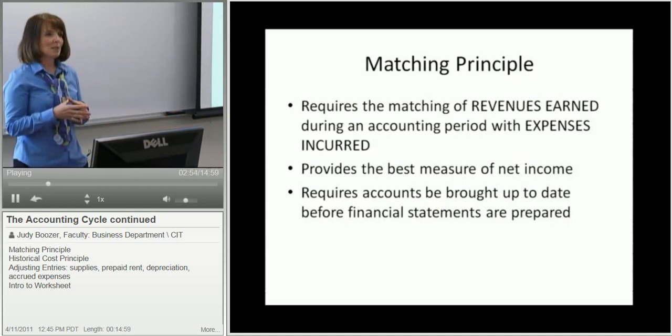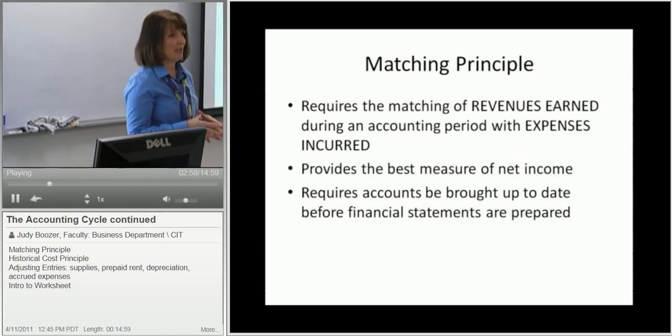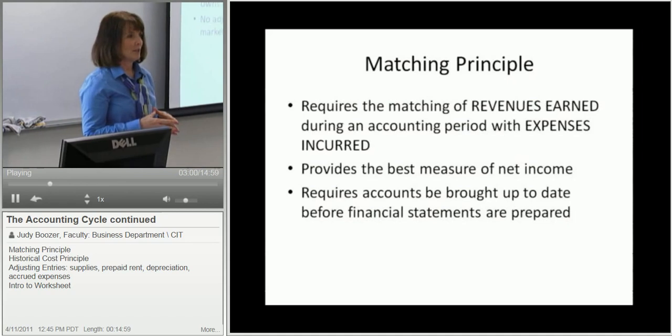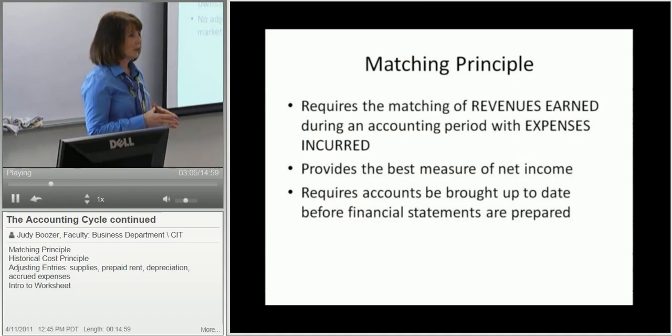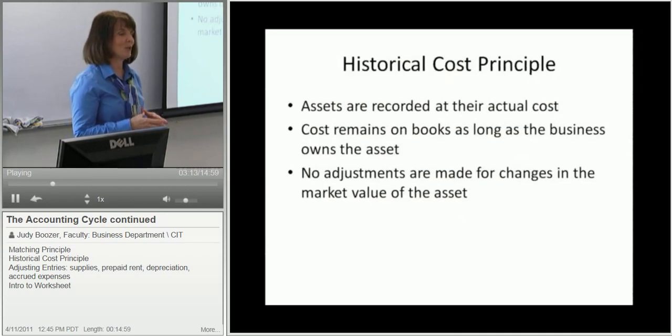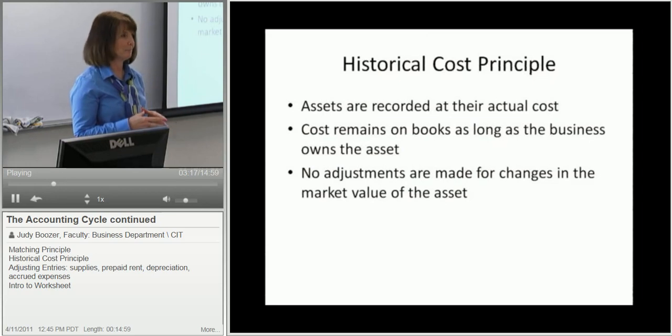No adjustments are made for this asset in terms of the market and the changes. So for an example, a computer is bought, and we know what happens to computers as soon as we get them home. They decrease in value. It still remains on the books as the cost that we paid for that computer. Okay?